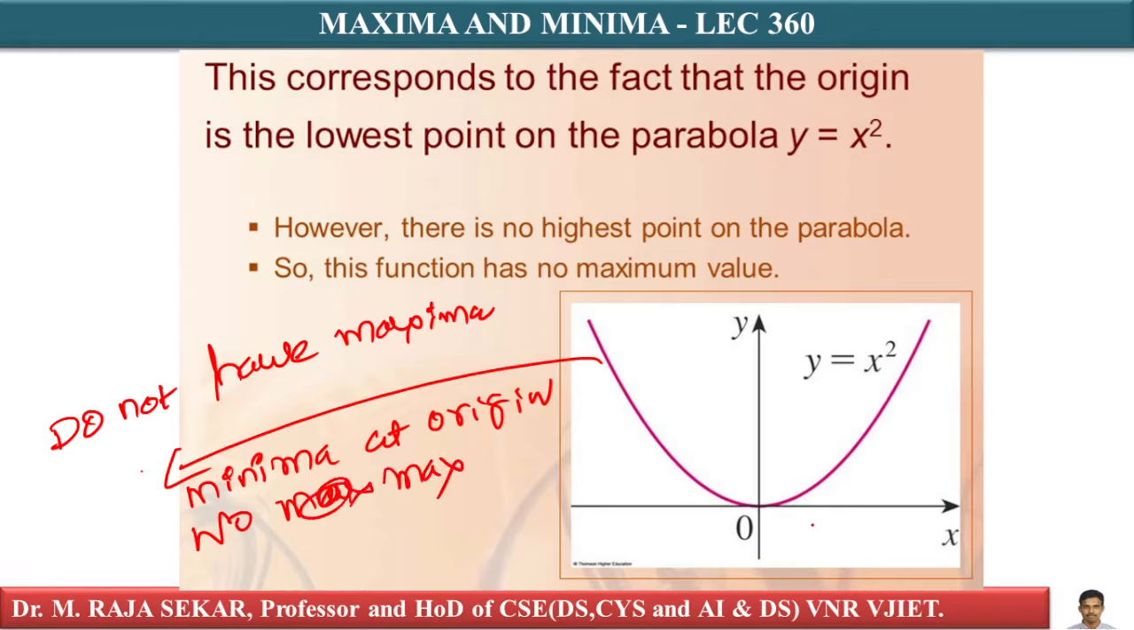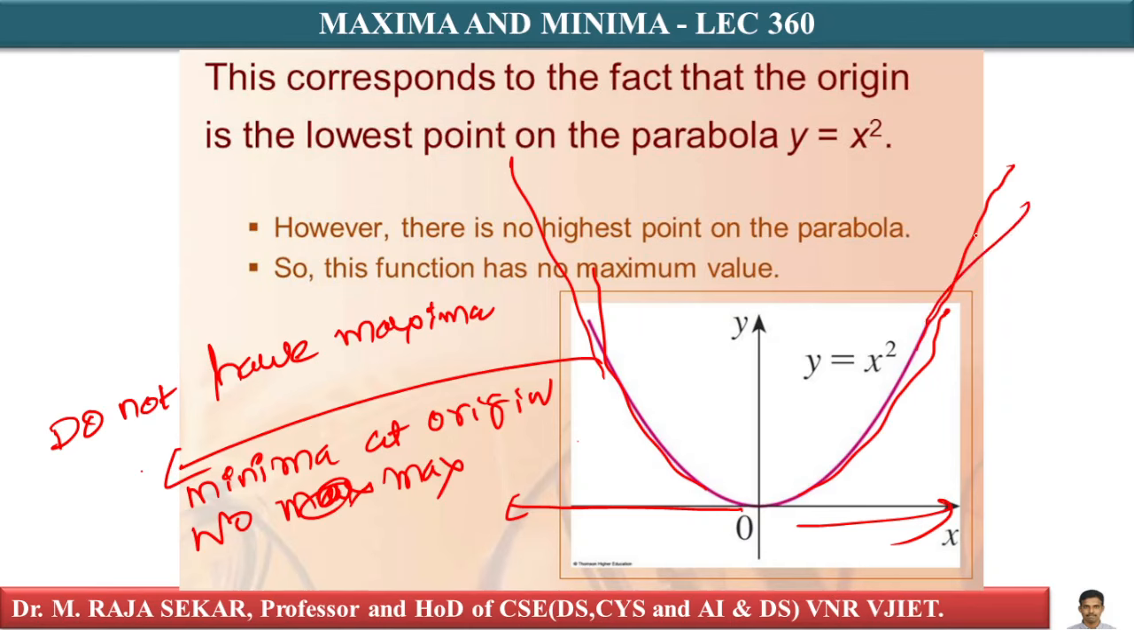Because as x increases, y is also increasing, isn't it? y is increasing continuously. There is no end. There is no max. As x increases, y continuously increases. It never stops. Similarly, as x decreases on the negative side, y continues to increase. So this function has no maxima, it has only minima. It has minima at x equal to 0.